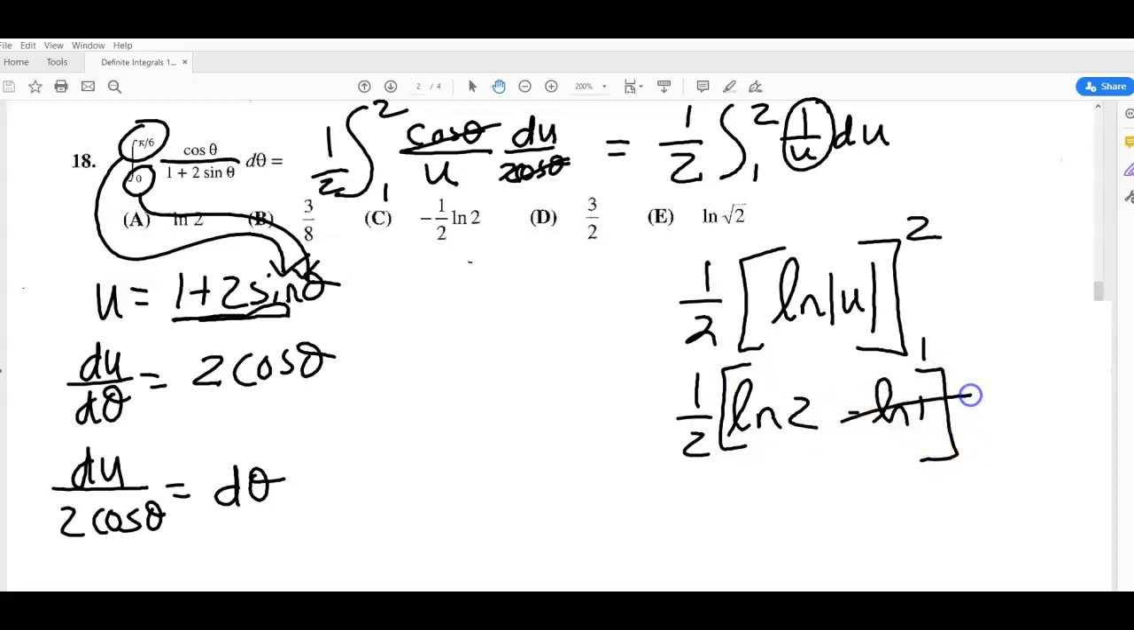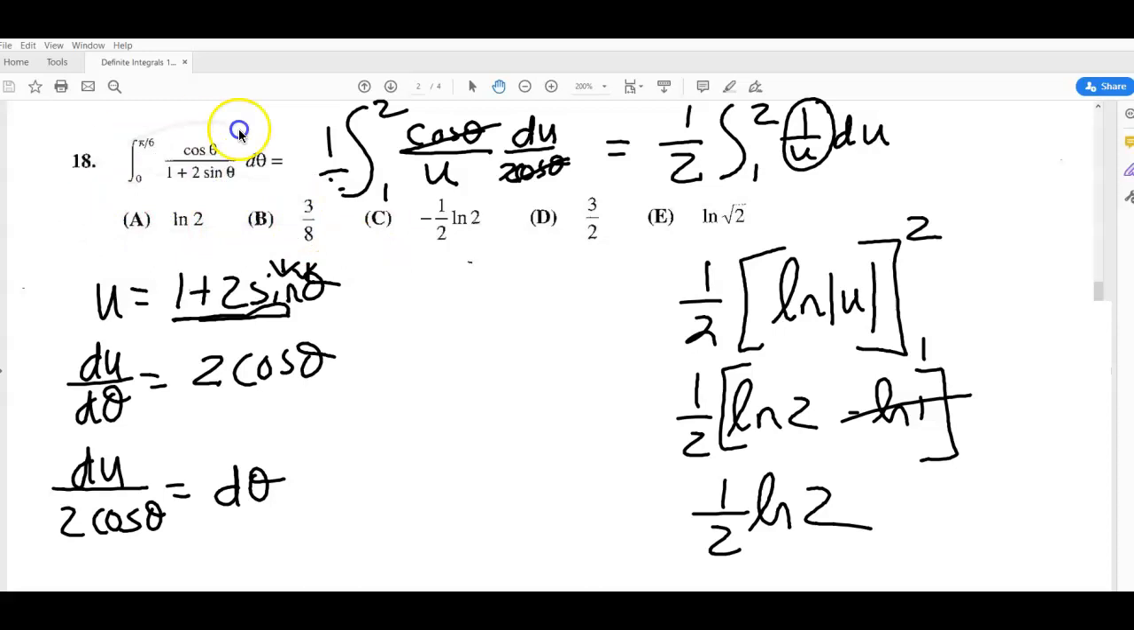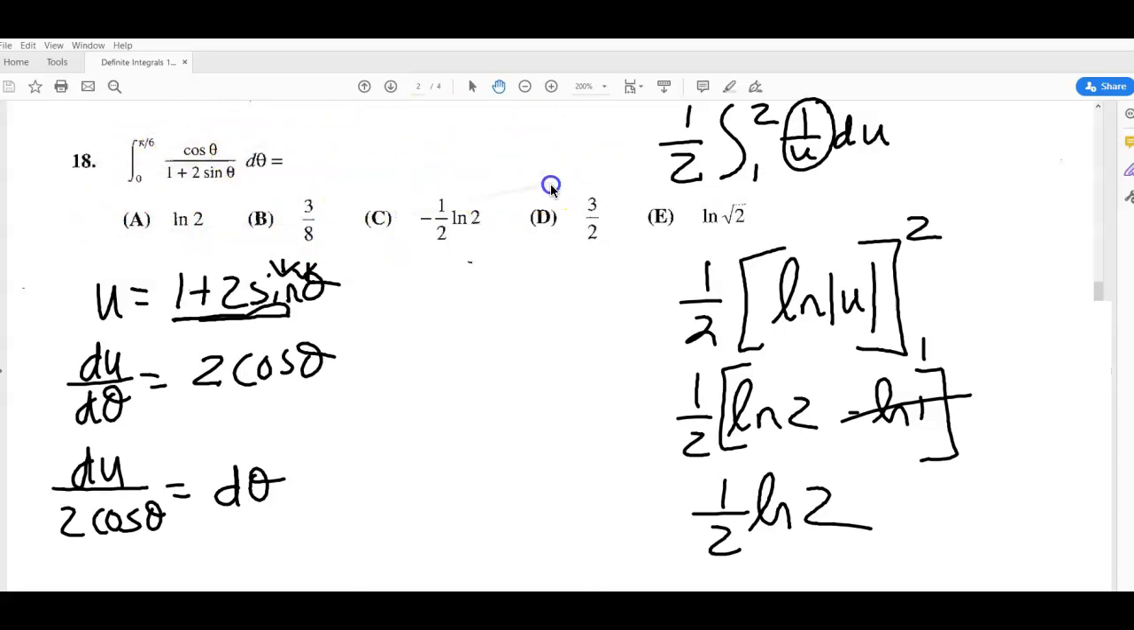Ln of 1 is 0. So here's what I'm left with. Sometimes with logs, the way that you have your answer written changes, because you can use log properties to write your answer in a different way.